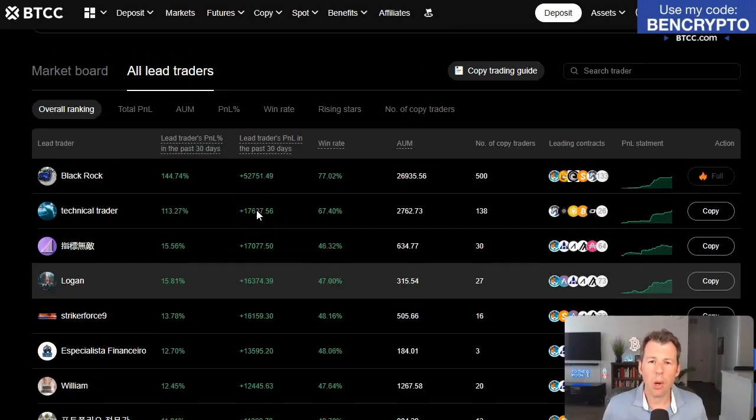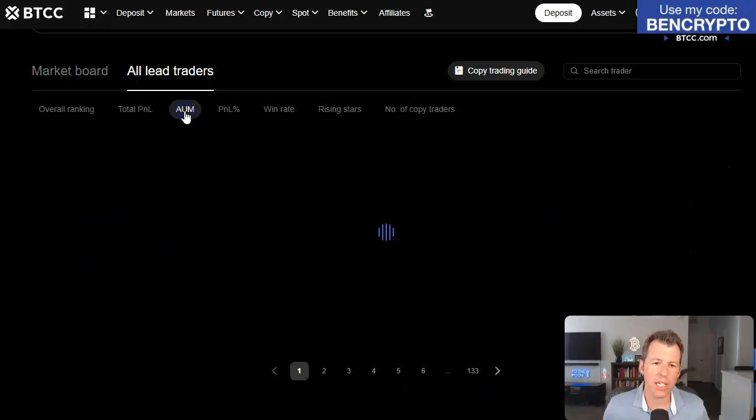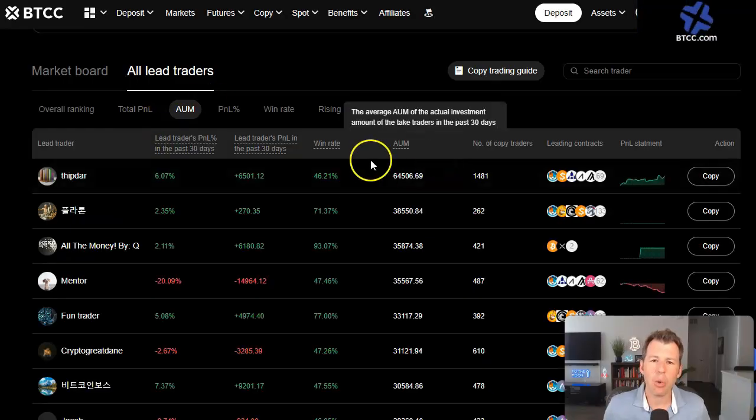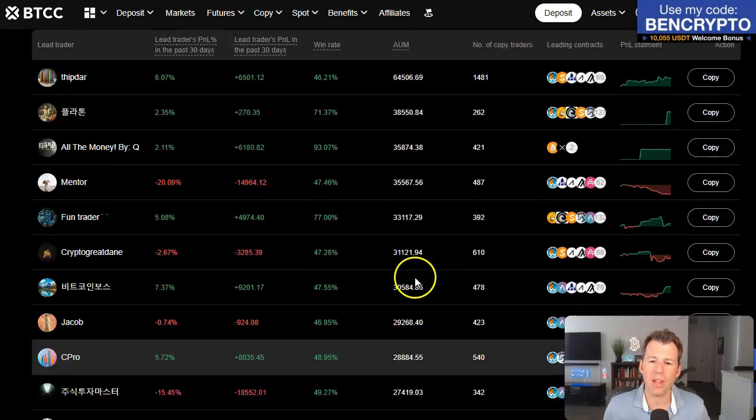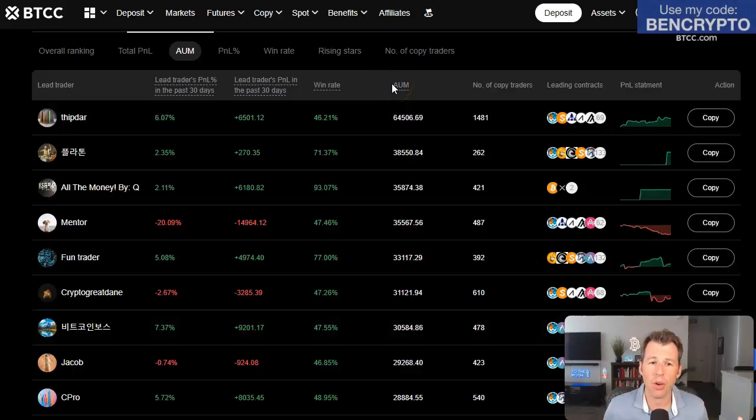So I want to look at some columns that at least show me how much money the traders have that they're trading with, because I don't want any newbies. So if you go to AUM, everyone on the top page is trading with between $25,000 and $65,000 of their own money. So that's what I like to see. They have a lot of skin in the game.